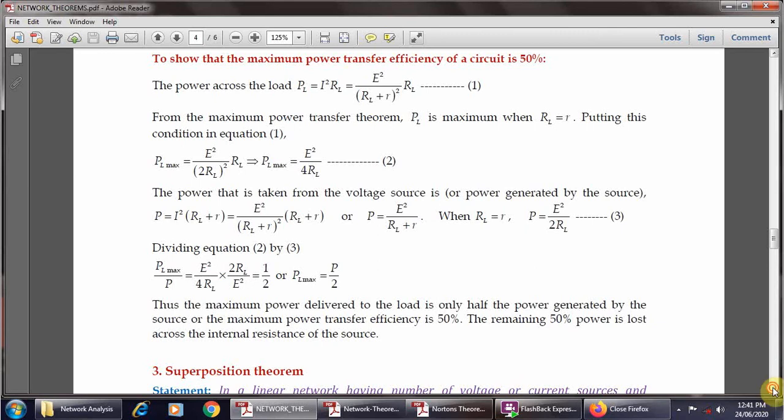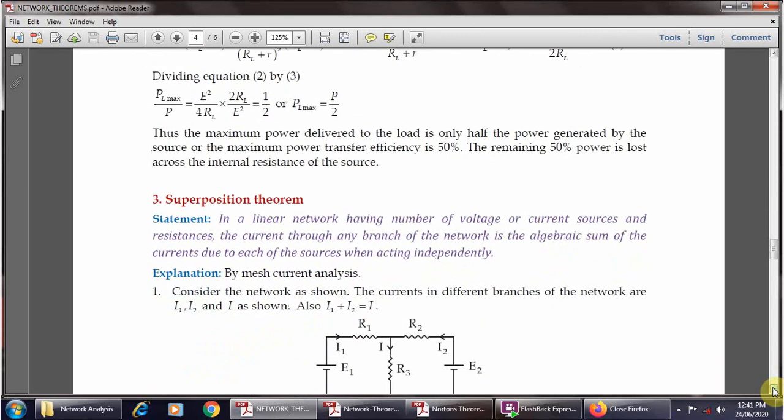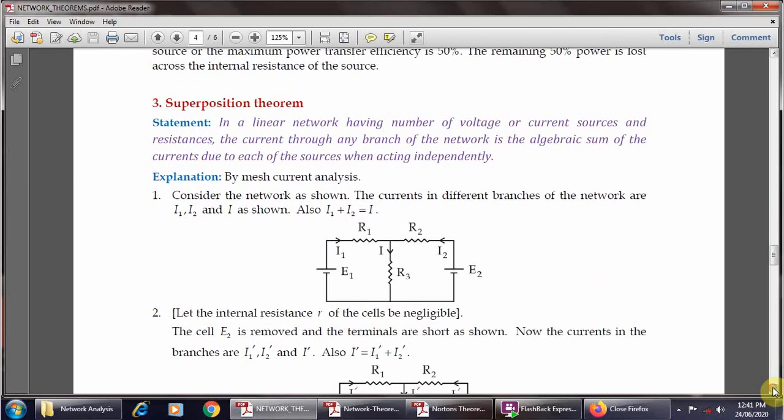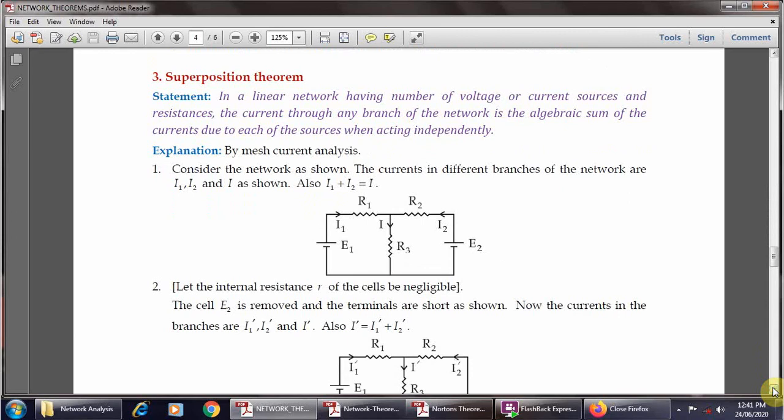Then we move towards the next theorem, which is called the superposition theorem. In the case of the superposition theorem, generally more than two voltage sources are given, and to find the current flowing through a particular resistance, the ordinary method is more complicated.